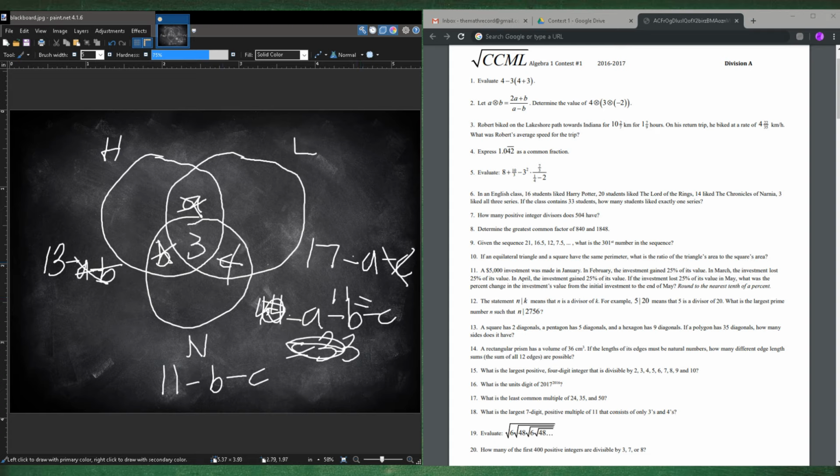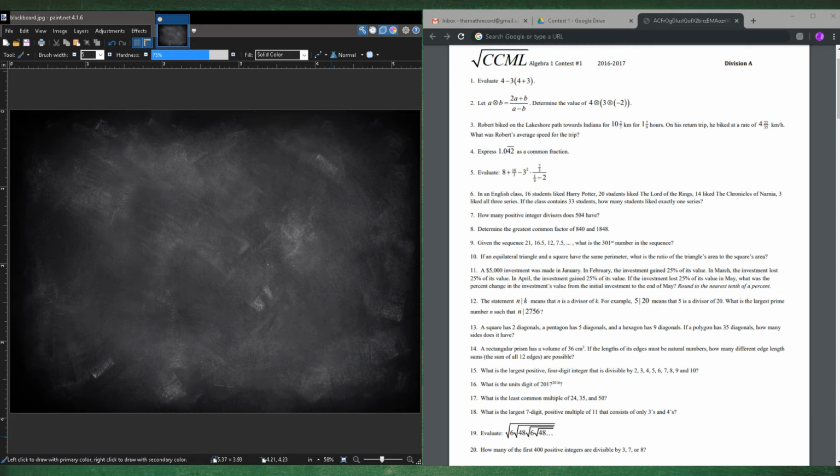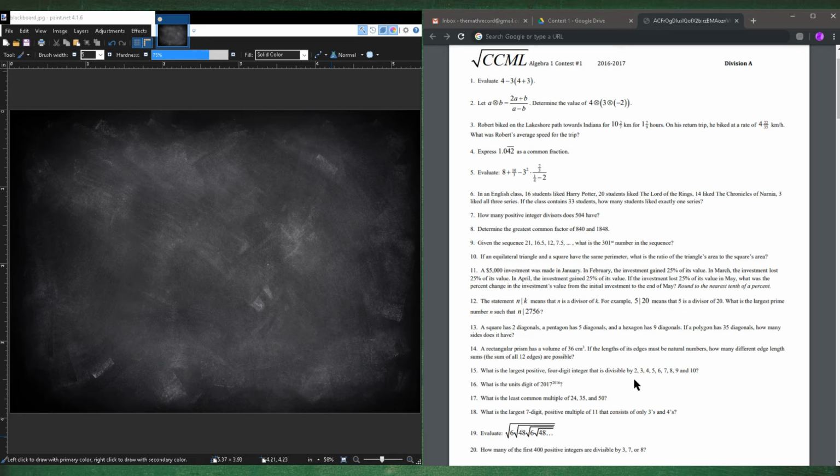So if A plus B plus C is equal to 11 and you don't want these sections, these three sections, then you just add them together. So 3 plus the 11 is 14, and you have 33. So 33 minus the 14 is equal to 19. So 19 is the answer. Because those are the ones that only like one series. Basically that simple. Question 7.